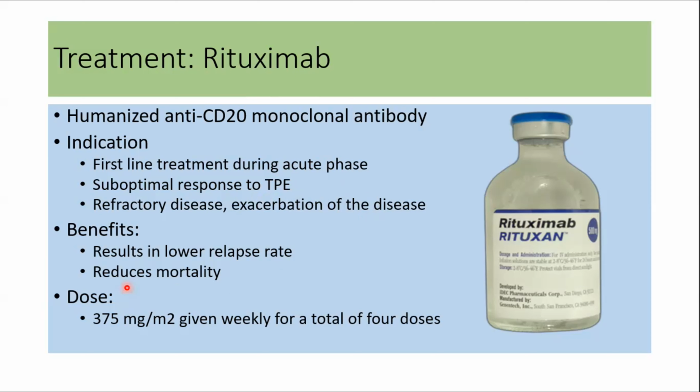Similarly, we can use rituximab in cases of the refractory disease and during the exacerbation of the disease. The benefit is that it results in the lower relapse rate and it reduces the mortality. The dose is 375 mg per meter square, given weekly for a total of 4 doses.